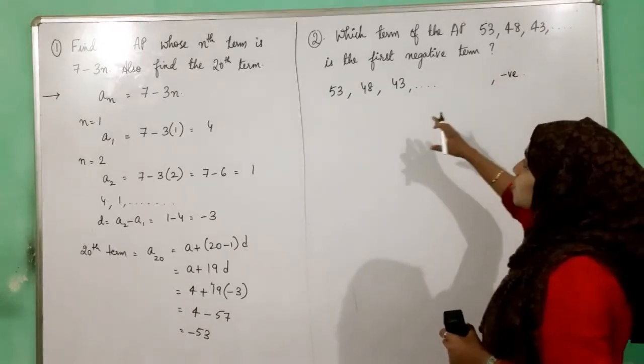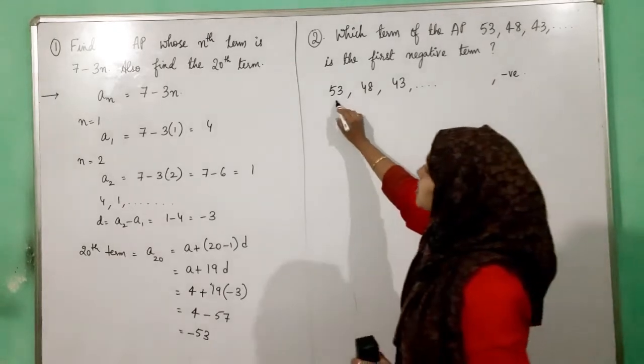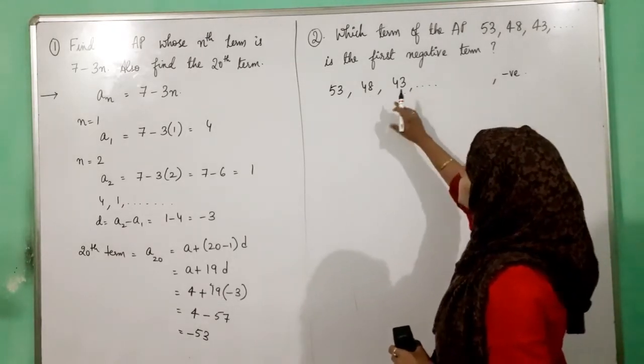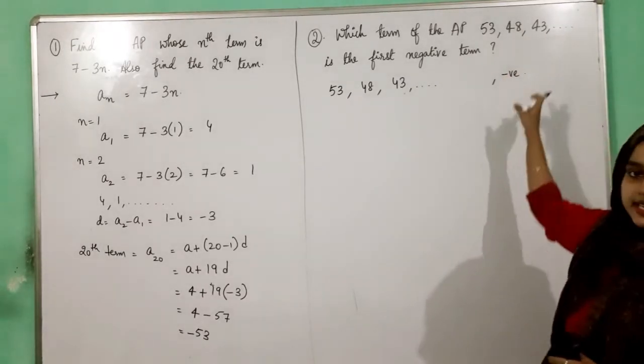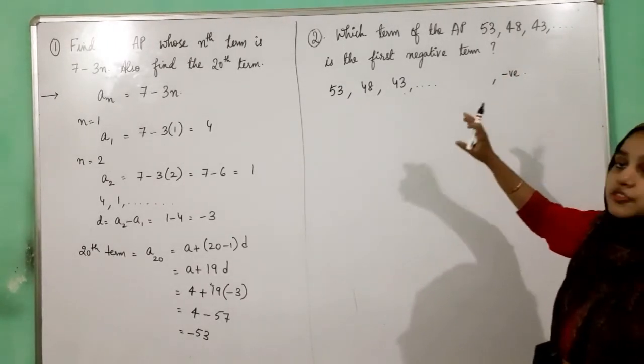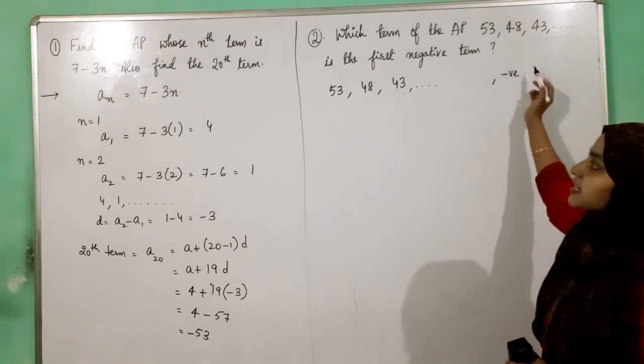Okay, so you don't know what that term is. This is my first term, this is my second term, this is my third term. So what is that term? Which term of the AP is the first negative term? Which is that first term where you will get some negative value?